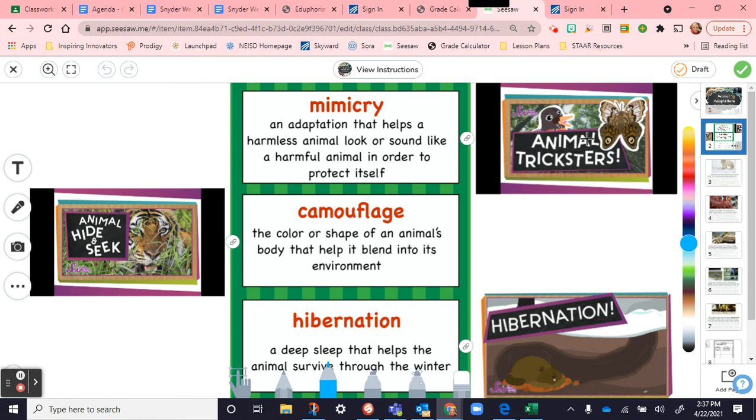So that's its way to protect itself. Camouflage, same thing. Now, this is good for prey and predators because think about it. If you are a predator, and let's say I'm this tiger, I don't want my prey to know that I'm sneaking up on it. So I want to be camouflaged because I want to be able to sneak up onto what I'm eating and be able to get it quickly.